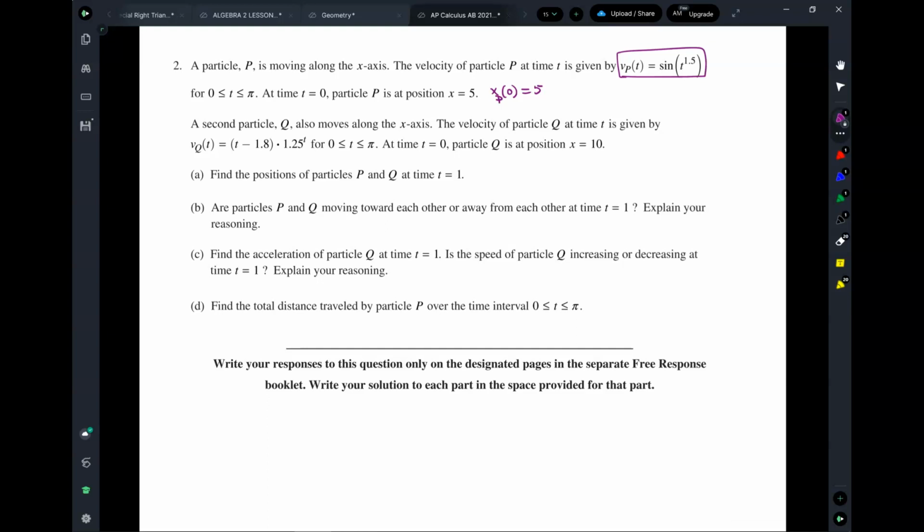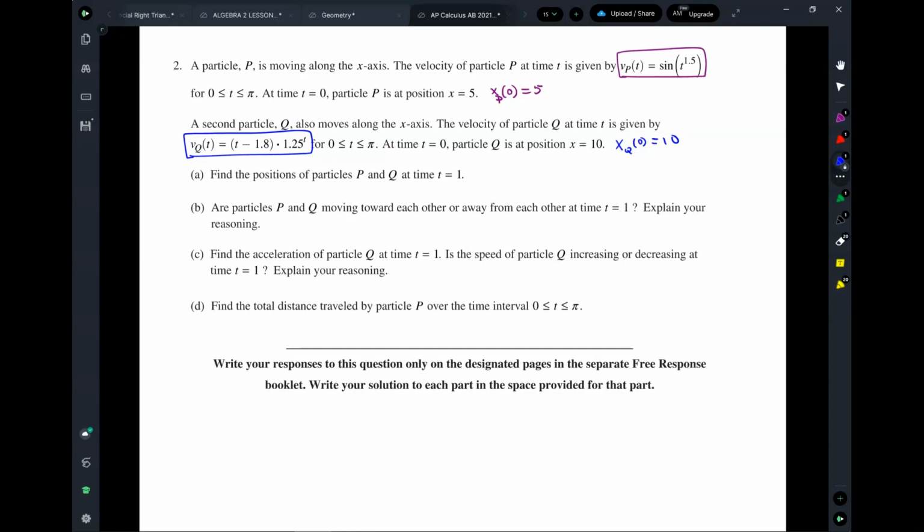A second particle Q moves along the x-axis. The velocity of that particle at any time t is given by this in the same time interval from 0 to pi. At t is 0, Q is at position 10. So the initial position for Q is at 10.